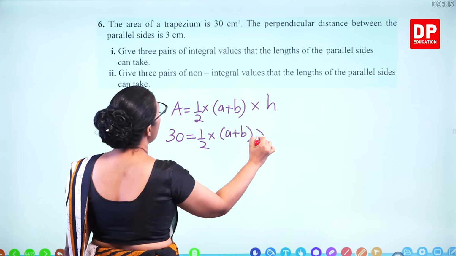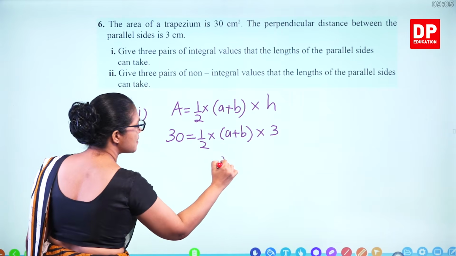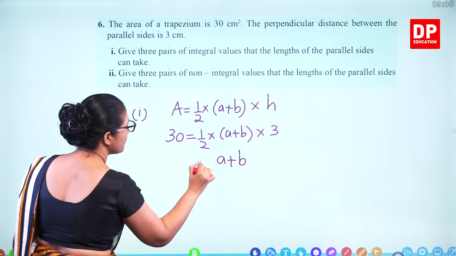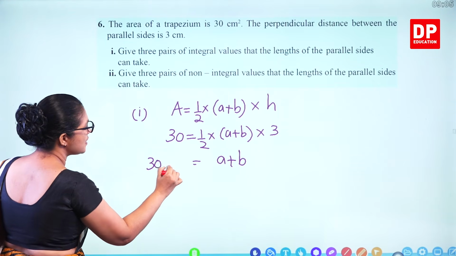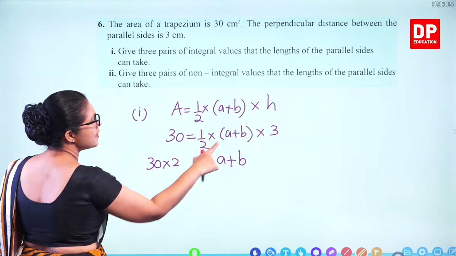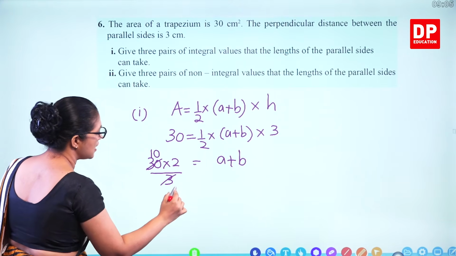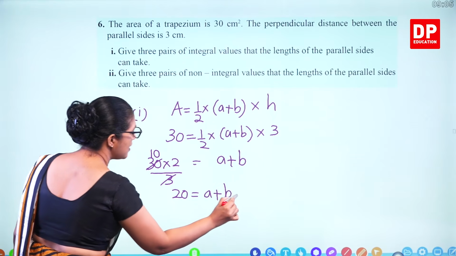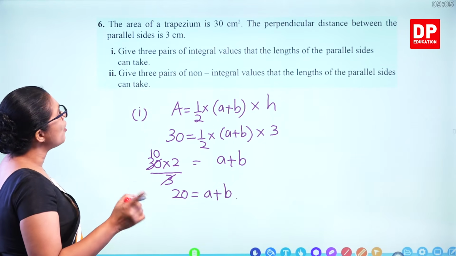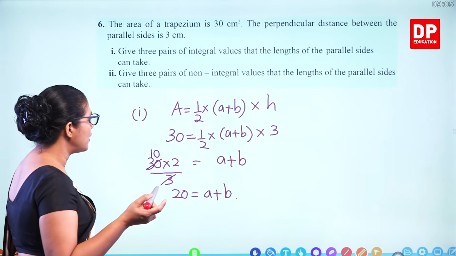And perpendicular height is 3. Now we'll find out a plus b. You multiply both sides by 2 to get rid of this and divide by 3. So you get 20. So the sum of the two parallel lengths is 20. So what are the possibilities? Give 3 pairs of integral values, integer values.